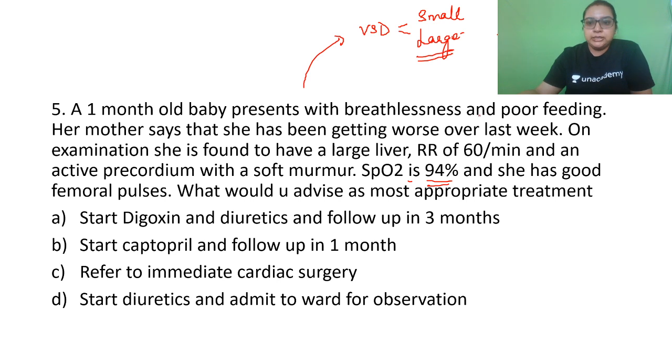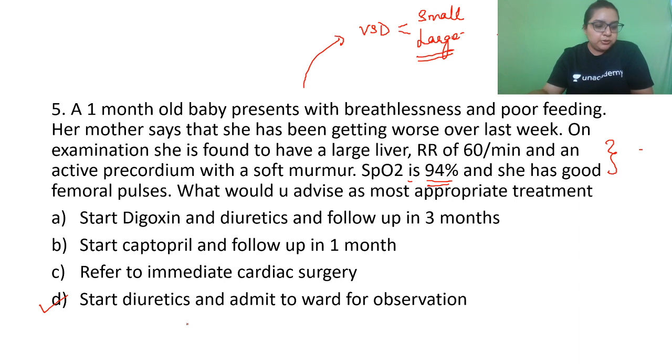But here what they are saying is they are showing all the signs of CCF, correct? The first and foremost, but you are not sure what exactly is happening to this patient because this is quite late, 1 month old, quite late for a 1 month old to present with a large VSD in this manner. Okay, so preferably the answer is D over here, that is start diuretics and admit to ward for observation.